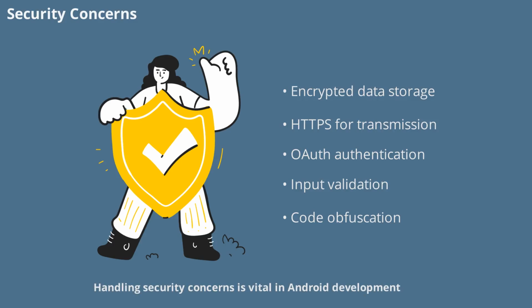Handling security concerns is vital in Android development. Senior developers secure data storage with encryption, such as encrypted shared preferences, use HTTPS for secure data transmission, and implement proper authentication and authorization like OAuth. Validating user input prevents vulnerabilities like injection attacks, and obfuscating code with ProGuard or R8 protects against reverse engineering. Discussing these practices shows your dedication to building secure applications.